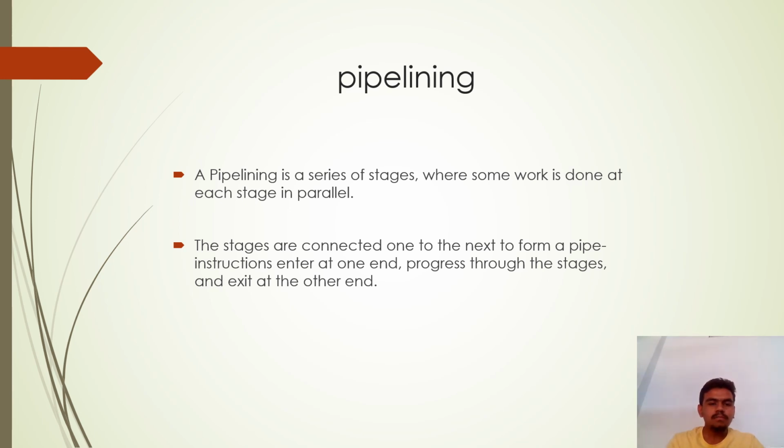Pipelining. A pipeline is a series of stages where some work is done at each stage in the pipe. The work enters at one end, is processed through the stages, and exits at the other end.